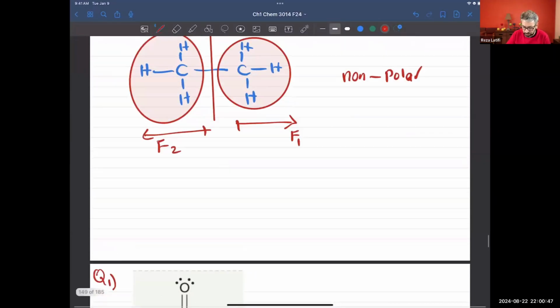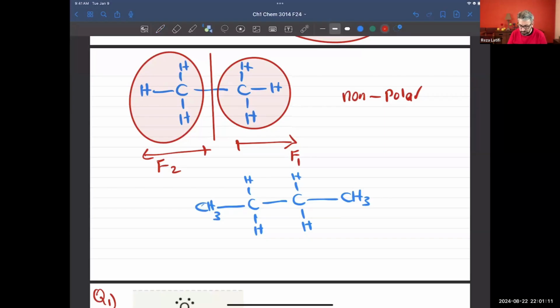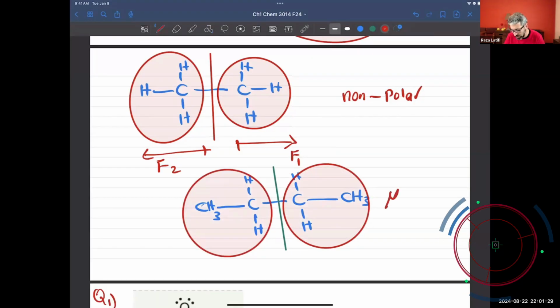What if I have more than 1 carbon? Let's say we have a couple of carbons between them. Say we have those. Again, I'm going to chop the molecule into 2 halves. So where can I put the midpoint? The midpoint is going to be somewhere here. So in that case, this piece will be the same as that, and that molecule will be non-polar.